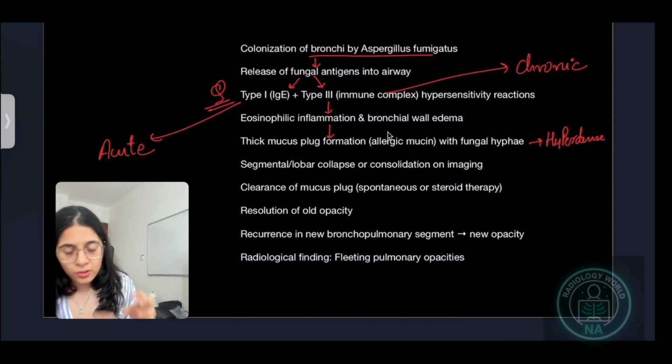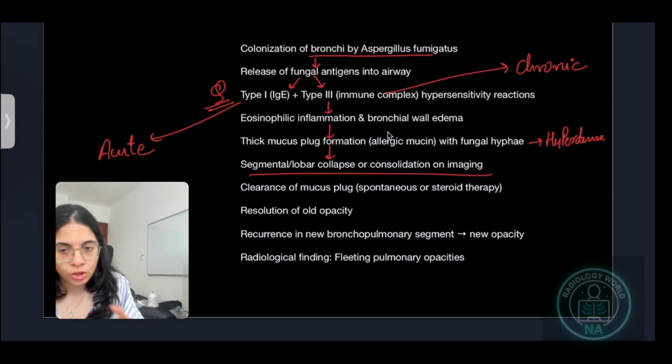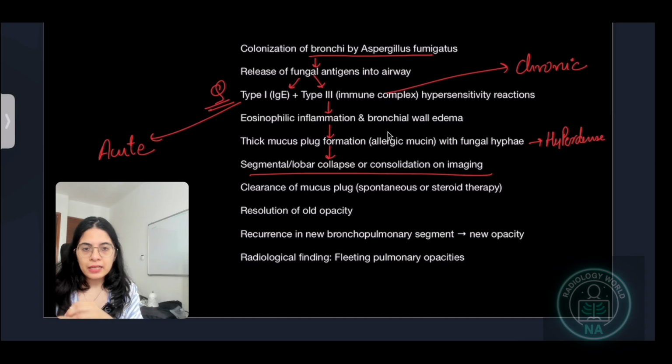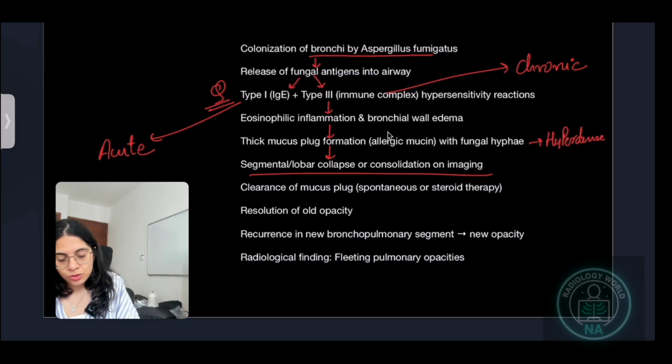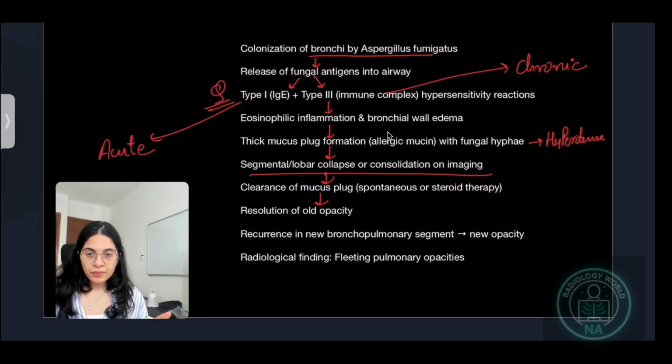Now what happens is, because of this constant mucus plugging, there is segmental or lobar collapse or consolidation on the imaging because your bronchus is going to be obstructed. That is going to lead to collapse and consolidation. Okay, so what happens? Patients will either be given steroids, or spontaneous recovery happens, which will lead to clearance of the mucus plug. Once there is clearance, there is resolution of the old opacity. Okay, once it is resolved.